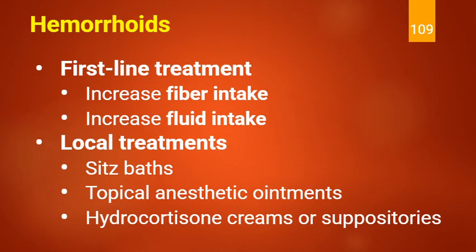Treatment for hemorrhoids often begins with conservative management aimed at reducing symptoms and preventing further irritation. One of the most important interventions is correcting constipation. Patients are encouraged to increase dietary fiber and fluid intake, which helps produce softer stools that pass more easily. Local treatments may include sitz baths, which involve soaking the anal area in warm water to reduce inflammation and discomfort. Topical medications such as local anesthetic ointments or hydrocortisone creams may also be used.